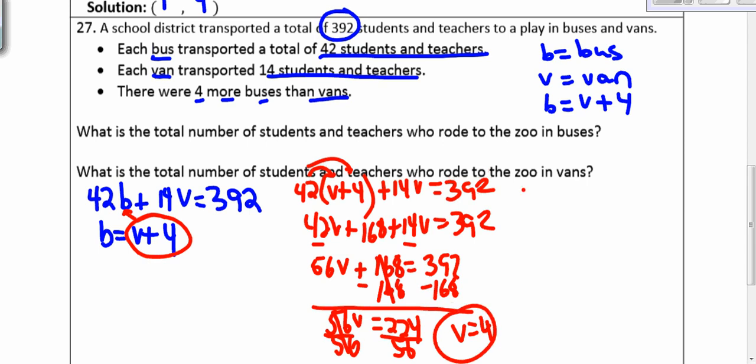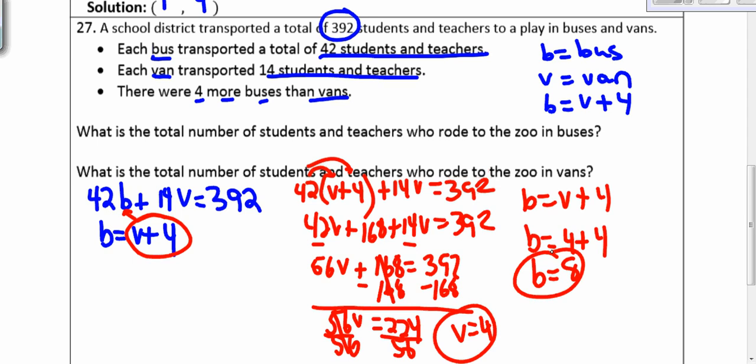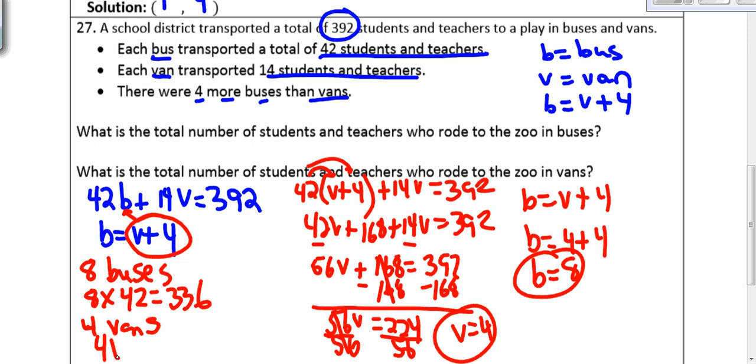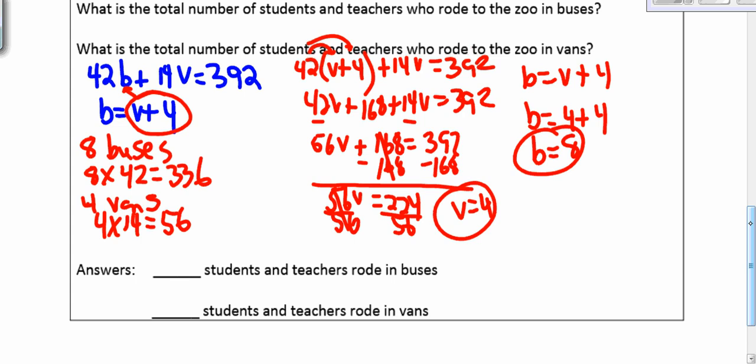Then you substitute back into B equals V plus 4. You get B equals 4 plus 4, and that's 8. So you have 8 buses. So it's 8 times 42, 336, and 4 vans. 4 times 14 is 56. So the amount of people, students on buses, is 336, and students and teachers on vans is 56. And that's it.